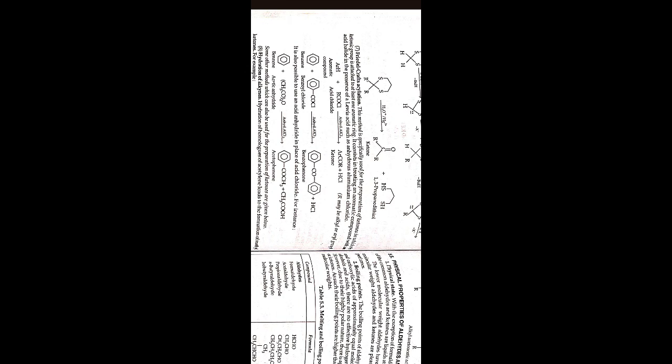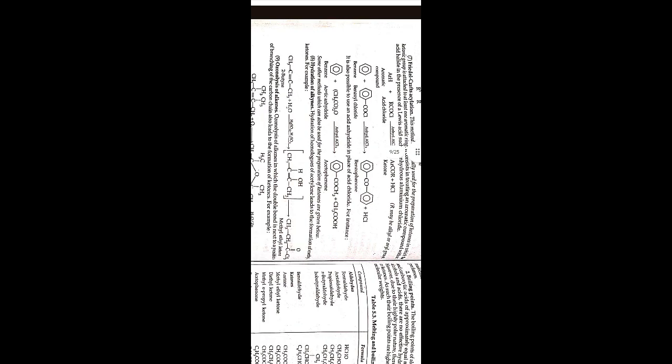Friedel-Crafts acylation. This method is specifically used for preparation of ketones in which the ketonic group is attached to at least one aromatic ring. It consists in treating an aromatic compound with an acid halide in the presence of a Lewis acid such as anhydrous aluminum chloride.